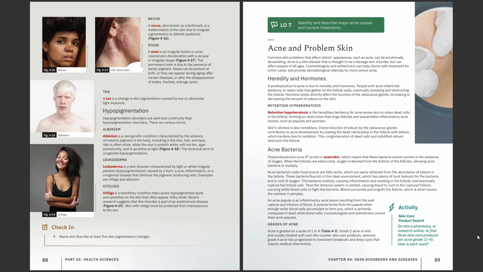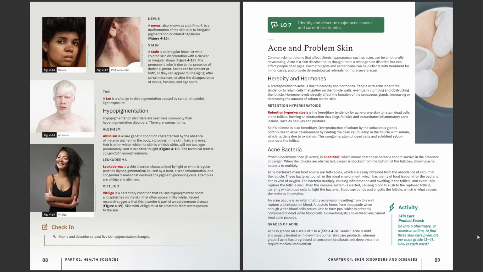A nevus, also known as a birthmark, is a malformation of the skin due to irregular pigmentation or dilated capillaries. Figure 4-16. Stain. A stain is an irregular brown or wine-colored skin discoloration with a circular or irregular shape. Figure 4-17. The permanent color is due to the presence of darker pigment.